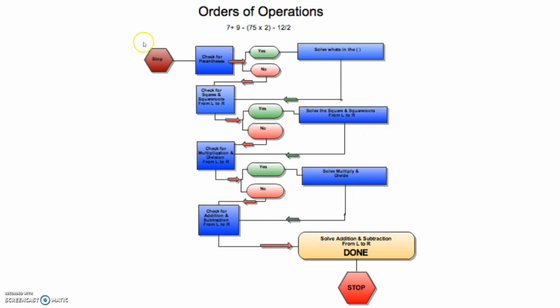Let's look at one more. So this is a math flowchart, and it says stop. So when you see a math problem, you're supposed to stop. It says check for parentheses. And then if there are parentheses, it says, yes, solve what's in the parentheses. And then it sends you here to this next question. And it takes you through all of the steps of solving a problem with order of operations. And it tells you that you're done.